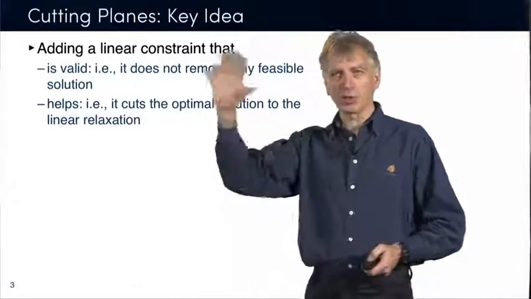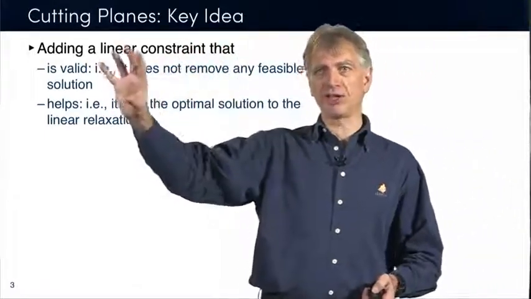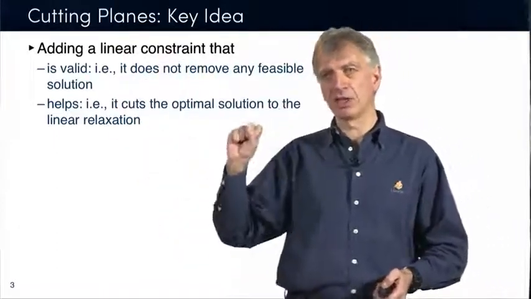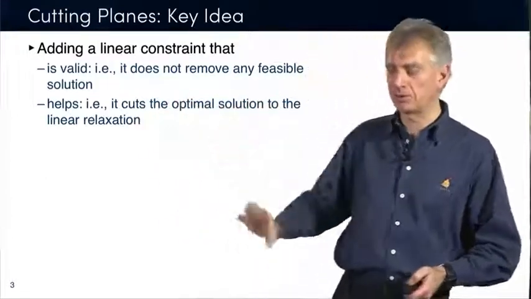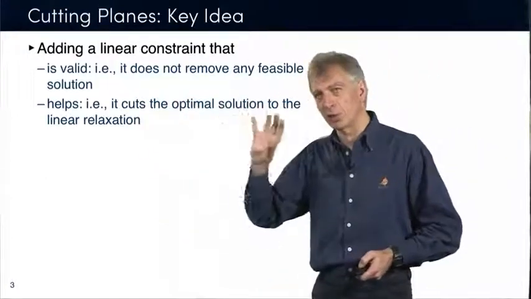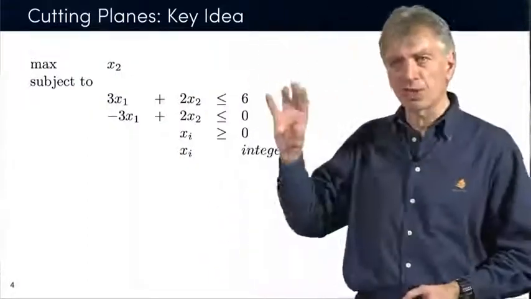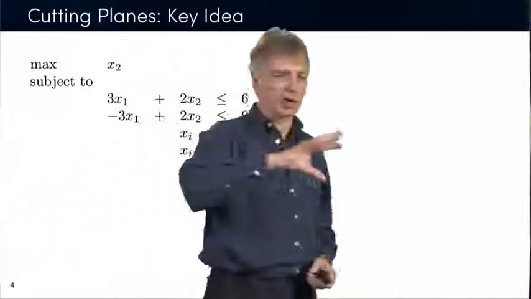In terms of constraint programming, this would be: I want a new constraint which is valid, same definition, and which improves propagation. Here it is going to improve the linear relaxation, which means removing the current optimal solution of the linear relaxation. Let me illustrate that first geometrically, and then we'll move to the algebraic part and come back to the geometry at the same time.